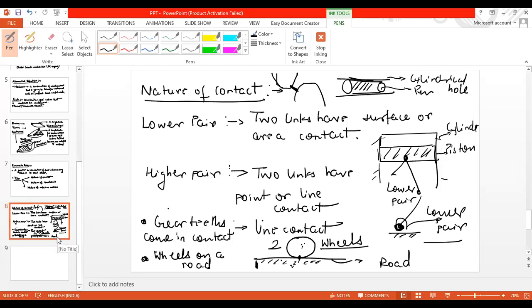I will make this gear part more clear when I discuss the gear chapter. Some people ask how this is going to have a line contact. I will discuss that they have an involute profile, and when these involute teeth come in contact, they contact along a line, right? Any doubt till this point?